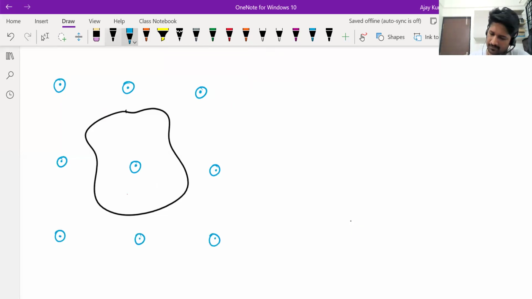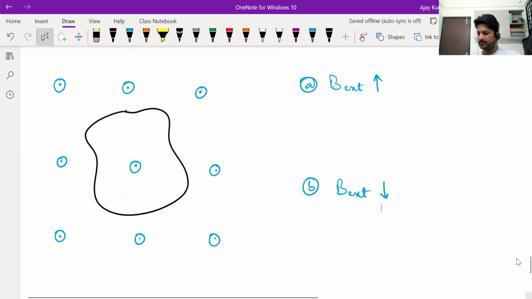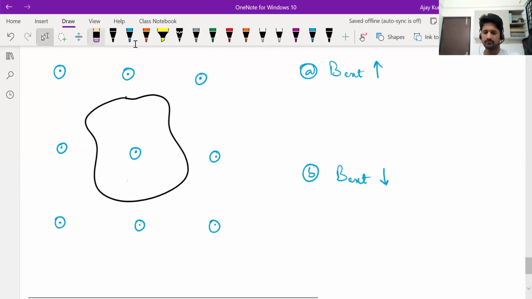First case, the strength of the external field increases. Then how will the current flow? Second case, strength of the external field decreases. How will the current flow? Type both answers together in chat.